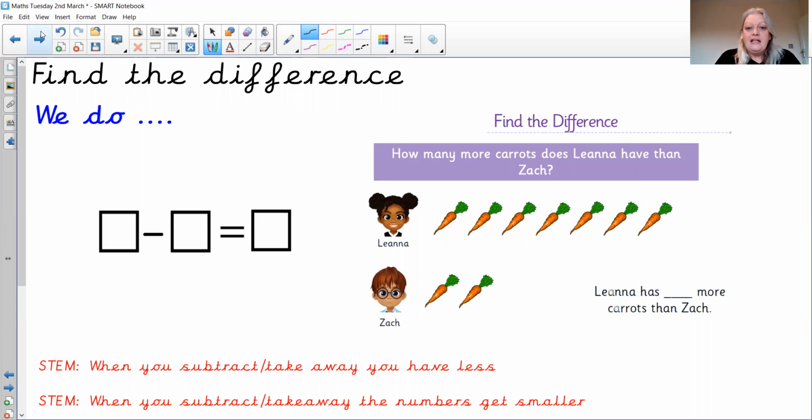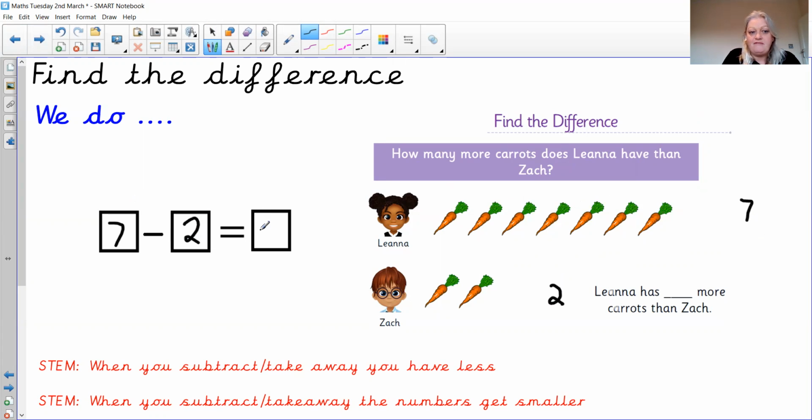Just the same. This one wants to know how many more carrots that Leanna has than Zach. So let's find out how many she's got all together. First of all, 1, 2, 3. Well done. 7. So Leanna has 7 and Zach has 2. So to find the difference between 7, Leanna's carrots, take away Zach's, will give us our difference.